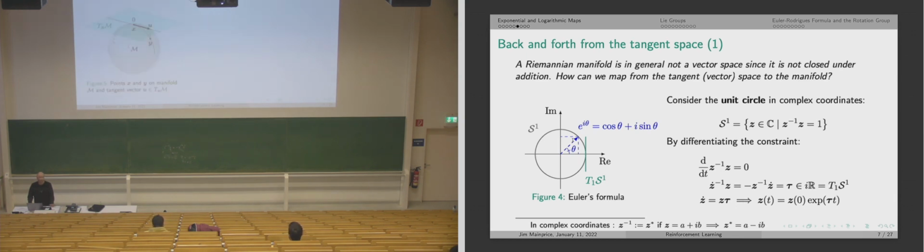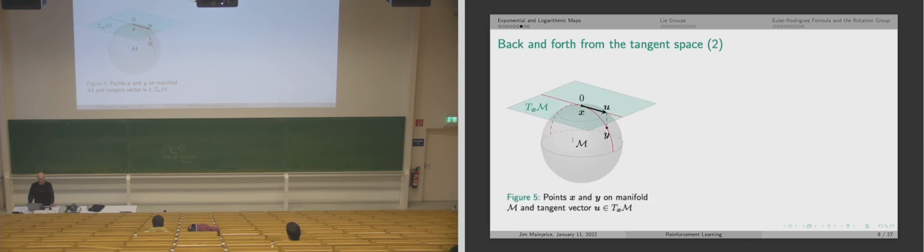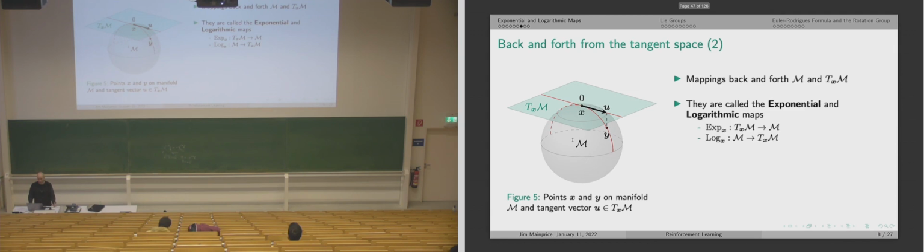But generally, if we have a manifold that doesn't necessarily have this circle structure, we just borrow that name, this exponential map, and also the logarithmic map, to map back and forth from the tangent space to the manifold itself. So the manifold here is the gray sphere, and the tangent space is this green plane, and the exponential and logarithmic maps are just names for mapping from the tangent space to the manifold using a geodesic.